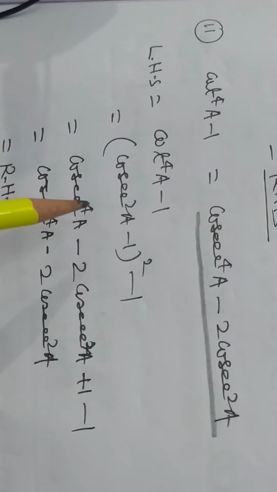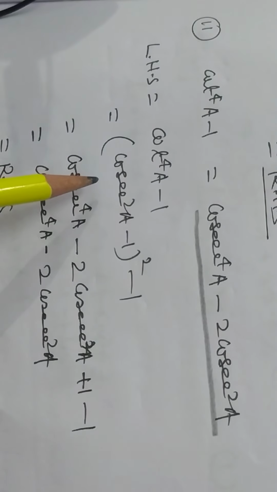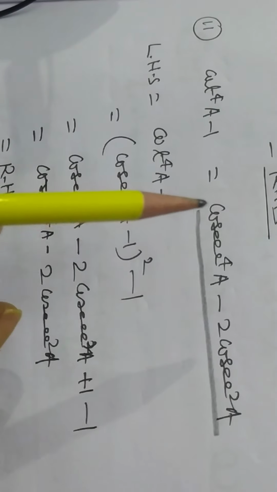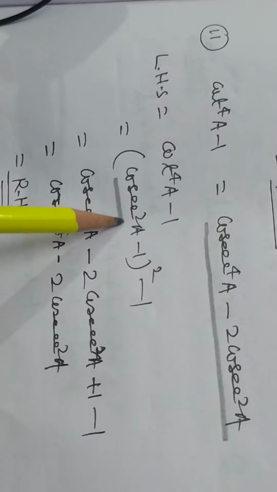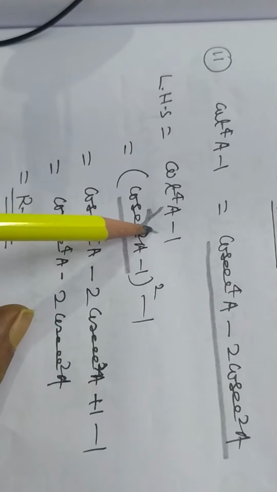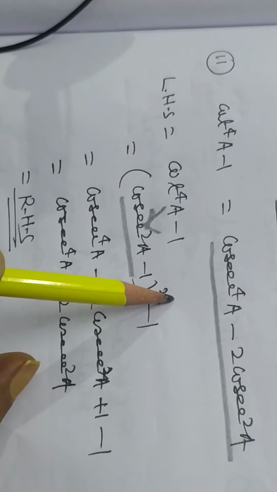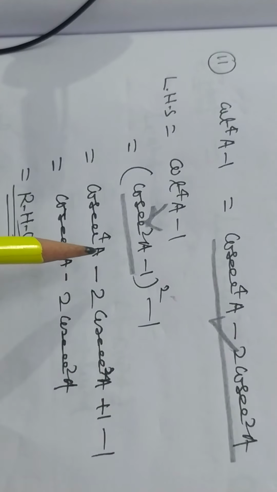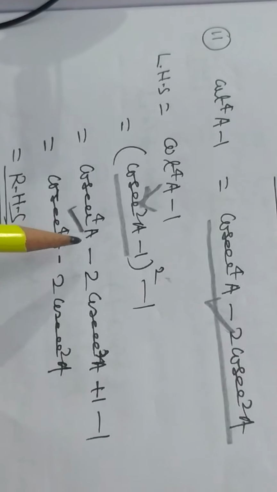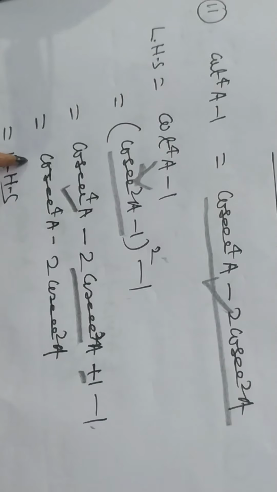You change here cot to the power 4a. Cosec square a minus 1 is equal to cot square a. And this is the whole square of (cosec square a minus 1), because you have to prove this. So it will be cosec to the power 4a minus 2 cosec square a plus 1 and minus 1. And finally we get cosec to the power 4a minus 2 cosec square a.